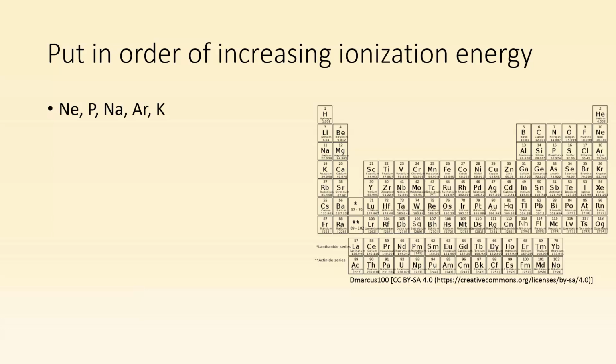All right, well, let's take a look. What elements are we looking at? We're looking at neon. We're looking at phosphorus. We're looking at argon. Oh, I skipped some. We're looking at sodium and potassium. So if I'm taking a look, let's start with the ones that are in the same period. So I know that the ionization energy increases as we go left to right. So I know that sodium is going to be less than phosphorus, which is going to be less than argon.